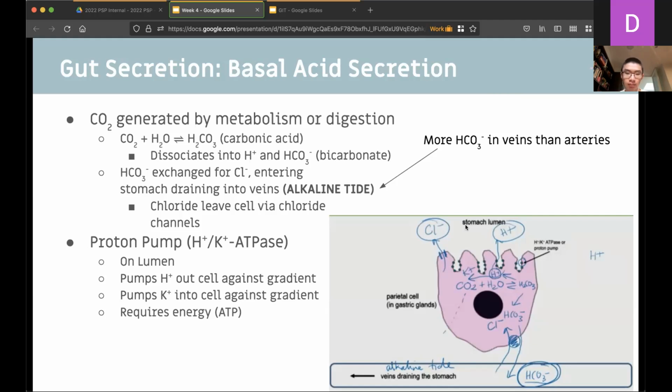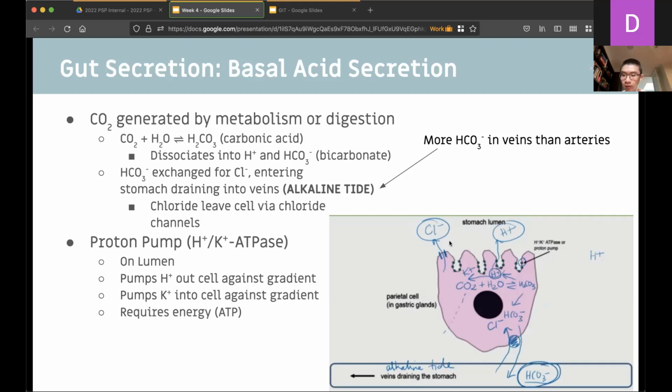That's something to keep in mind, because there's a phenomenon known as the alkaline tide, which is the phenomenon of having more bicarbonate in your veins than arteries. And that's caused by the bicarbonate that's exchanged for the chloride. Once you've got the chloride in the parietal cell, you've got to secrete it, and it leaves the cells through those chloride channels over here in the diagram.